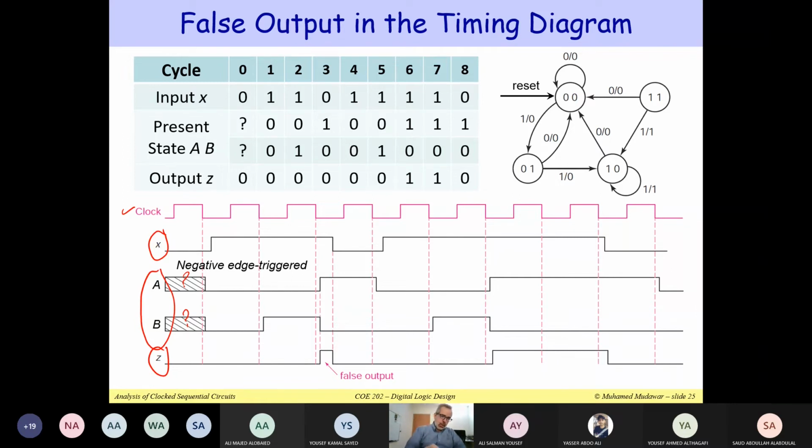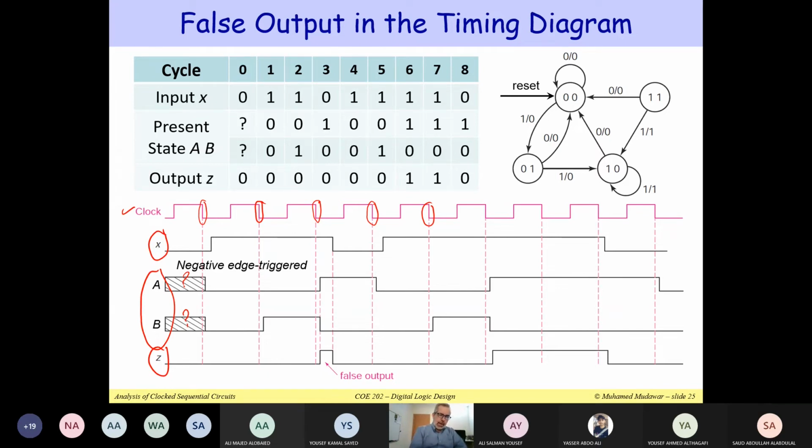So depending on the type of flip-flop, if you are using the negative edge, this is the negative edge of the clock, so all the flip-flops are synchronized with the negative edge. This is very important. First, look at the type of flip-flop that you have in your circuit. Is it positive edge or negative edge? That's number one.